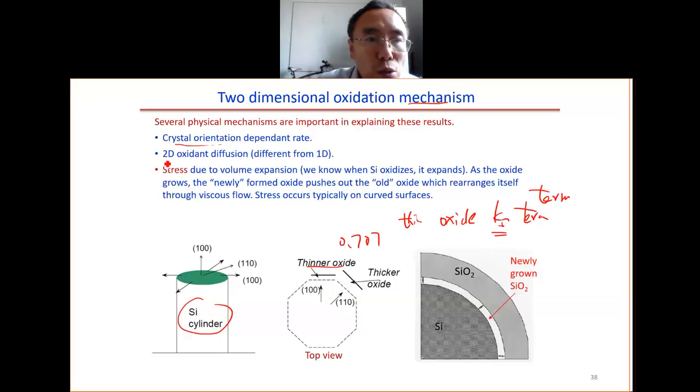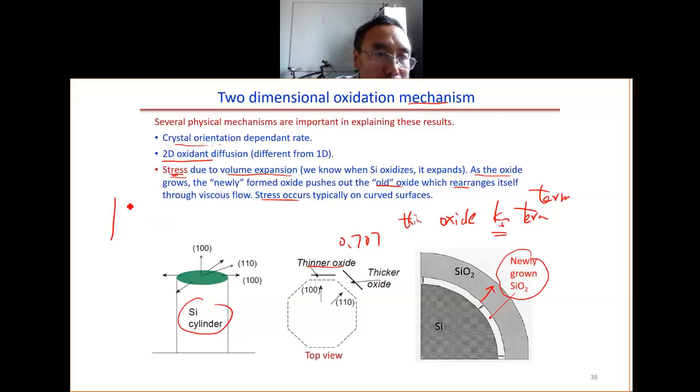Secondly, we have two-dimensional oxidant diffusion. That's different from the 1D oxidant diffusion. The third, more important reason is the stress, because of the volume expansion. We know that when the silicon gets oxidized, it gets expanded. As the oxide grows, the newly formed oxide pushes out the old oxide. The oxide will rearrange itself through viscous flow. There will be a stress, and the growth becomes slower.